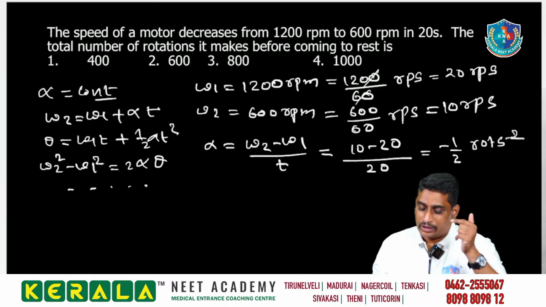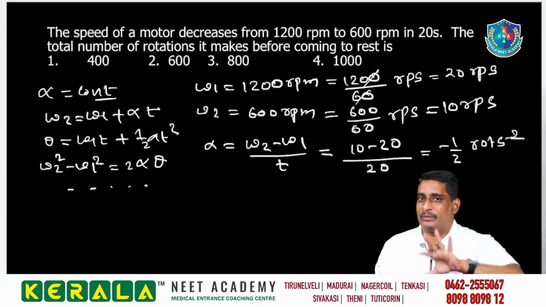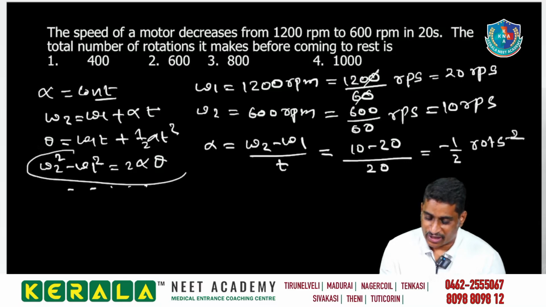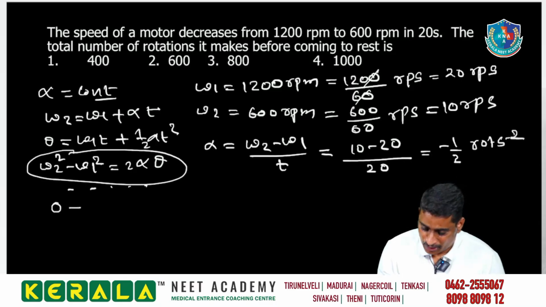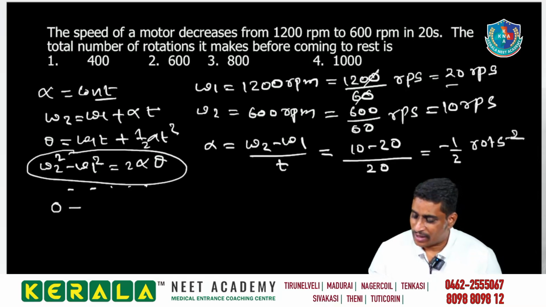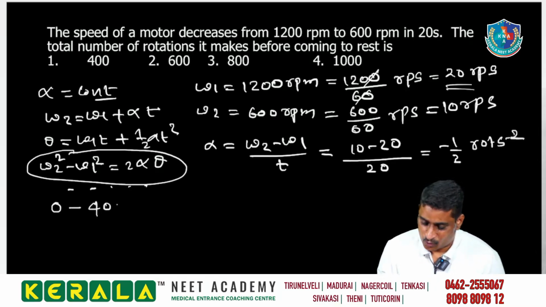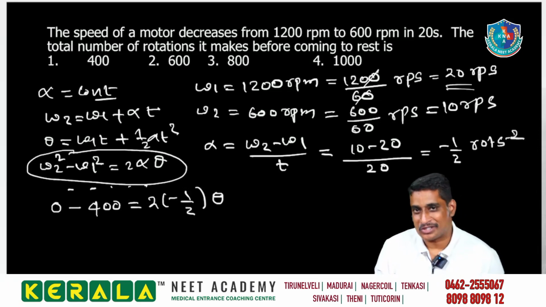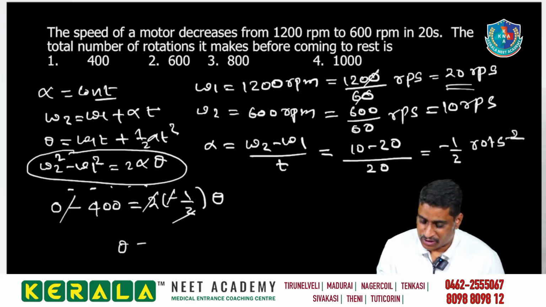How many rotations the body makes before coming to rest, they are asking us to find out. So we can take this third rotational kinematic equation. Here omega 2 square will be equal to 0, minus omega 1 square is nothing but 400, will be equal to 2 into alpha value, which is minus 1 by 2, into theta. Then the value of theta directly you will get in rotations. Theta will be equal to 400 rotations.